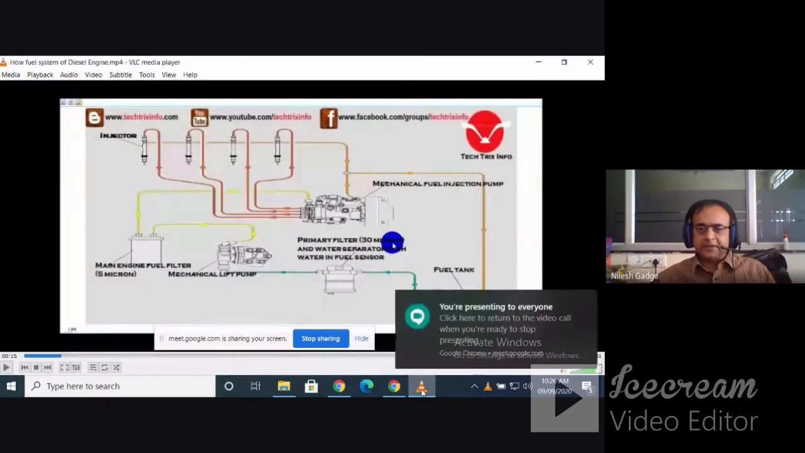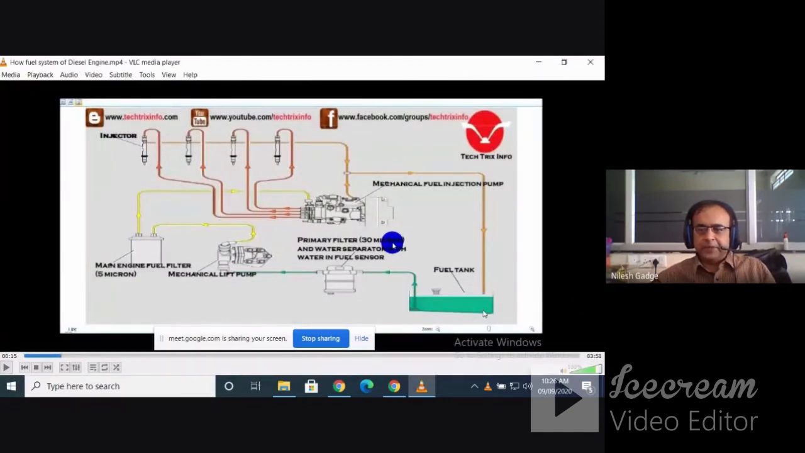I will explain it. Just see this video, or just see this figure. This is your fuel tank. This is the primary filter, for purification, where the water in the fuel and some dust are removed. Then this is a mechanical lift pump which lifts the fuel from the fuel tank through this fuel filter towards the fuel injection pump.